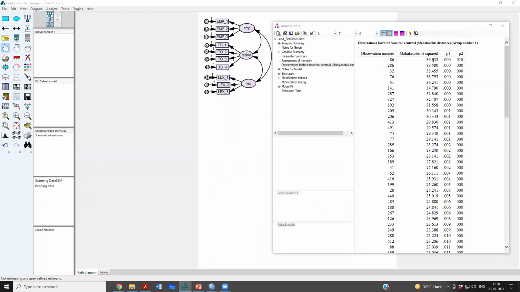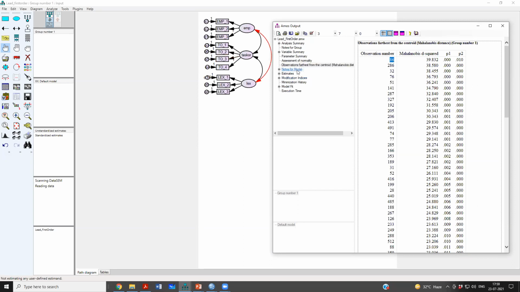Yes, so if you get a significant break here, then you should drop those cases. This means that you should go to your data and drop the 86th case, because that case is showing that it is maybe an outlier. So you drop that respondent's data from your sample. Clear, sir. Yes. Thank you.